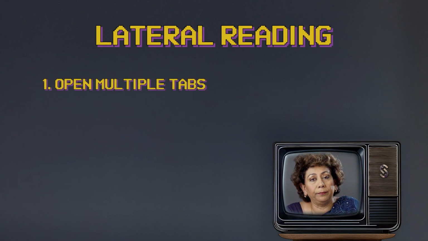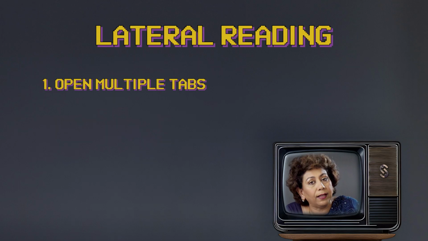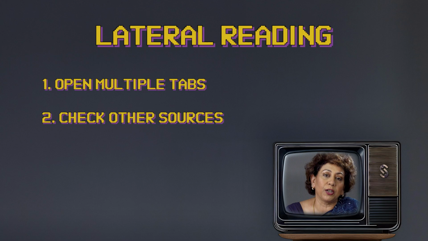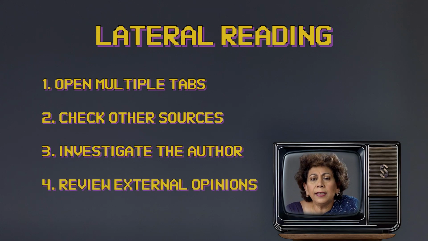Open multiple tabs. When you come across a suspicious claim, open new tabs to search for more information about the source and the claim. Check other sources. Look for articles or reports from reputable news organizations or fact-checking websites that cover the same topic. Investigate the author. Research the author of the content to determine their expertise and potential biases. Review external opinions. See what other authoritative sources have to say about the website or the information it provides.